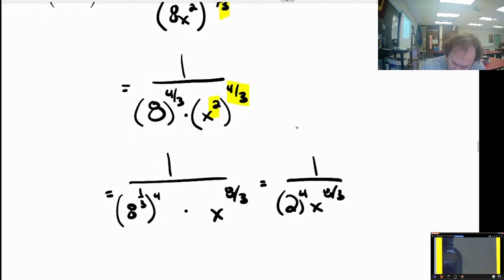Again, all I did there is 8 to the 1/3 is 2. This is how I avoid using a calculator on this problem, because I don't know what 8 to the 4th power is. It's astronomical. But I do know that 2 to the 4th power is 2, 4, 8, 16. So this is going to end up being 1 over 16x to the 8/3.